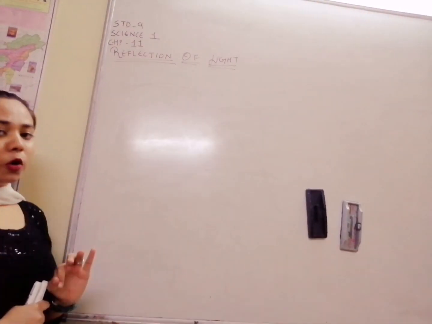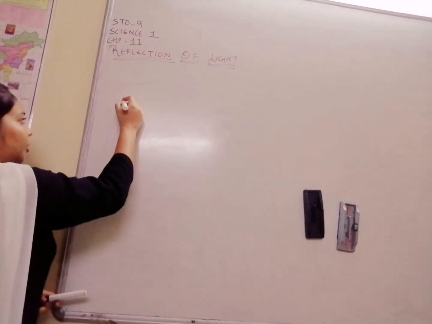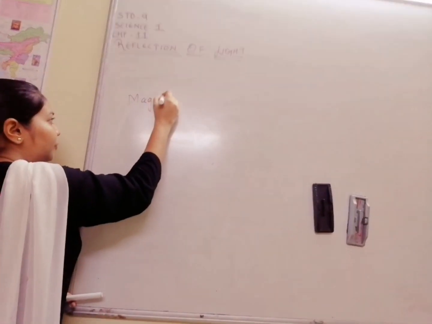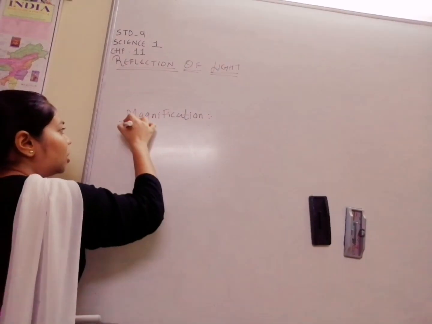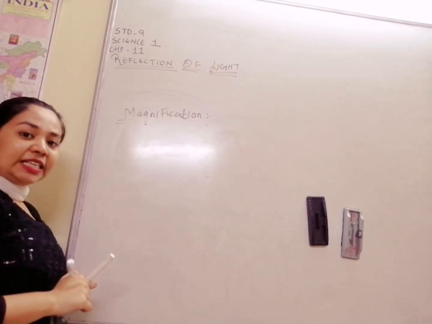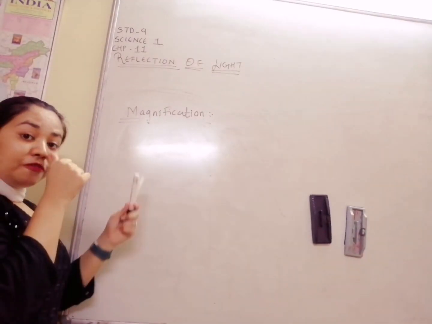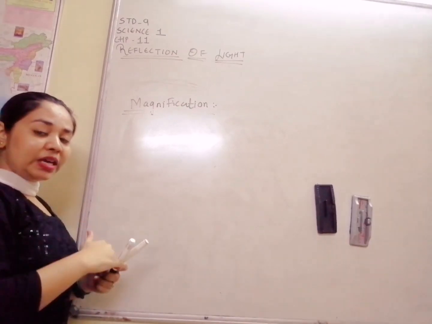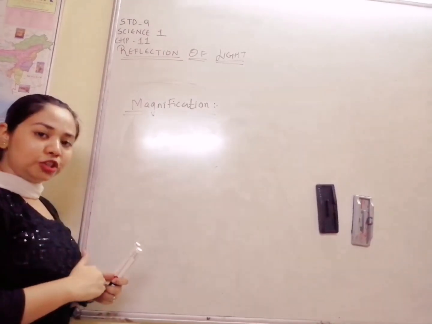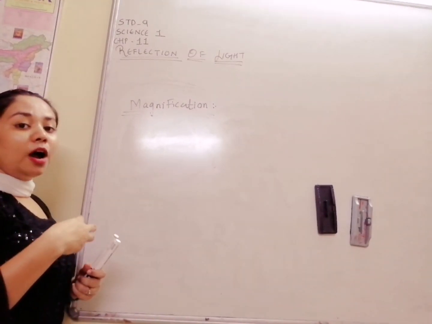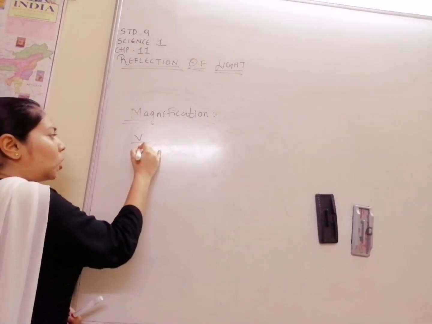1 upon v plus 1 upon u is equal to 1 upon f. Now there is one more formula, that is magnification. What is it? Magnification is to check whether the image formed is magnified or diminished, whether it is bigger or smaller than the object. Okay, if magnification is a whole number, that means the image has been magnified. And if it is in decimal or fraction form, that means the image formed will be a diminished image.